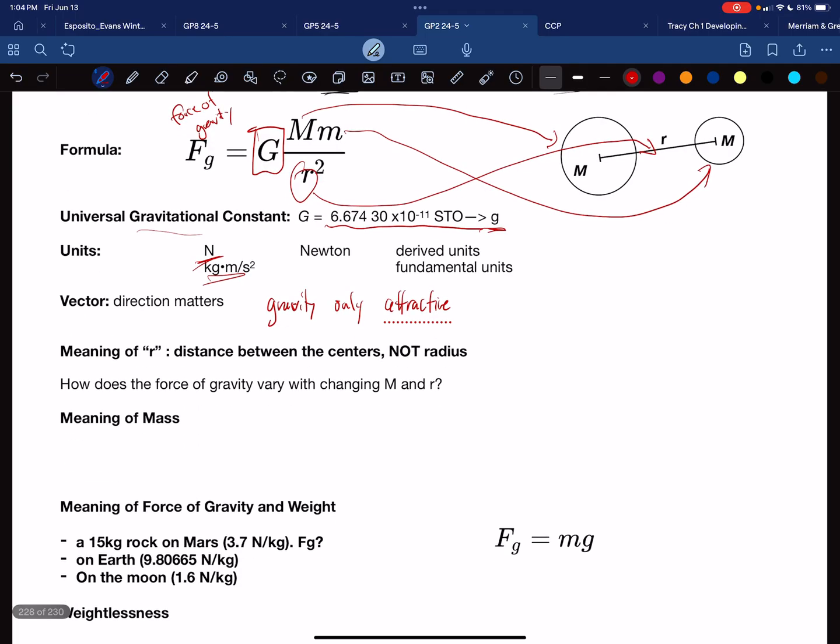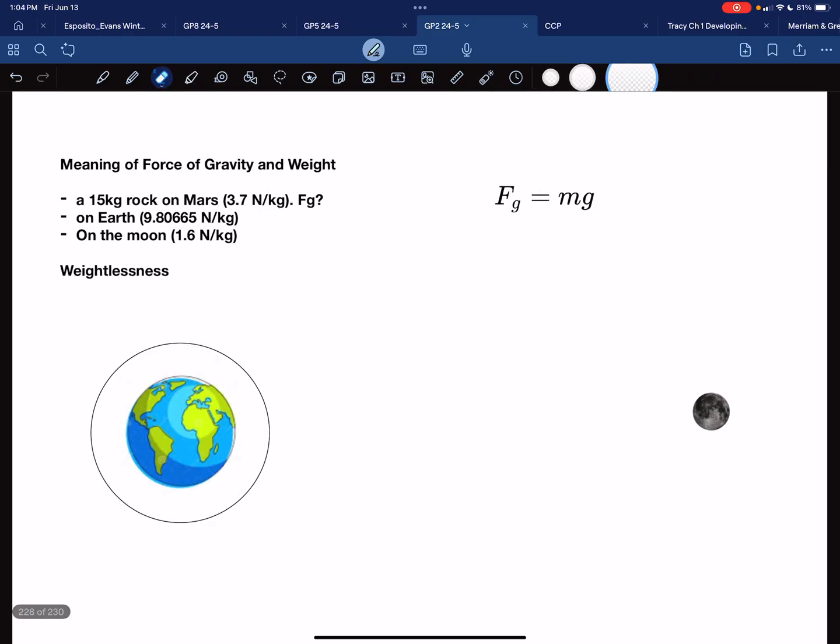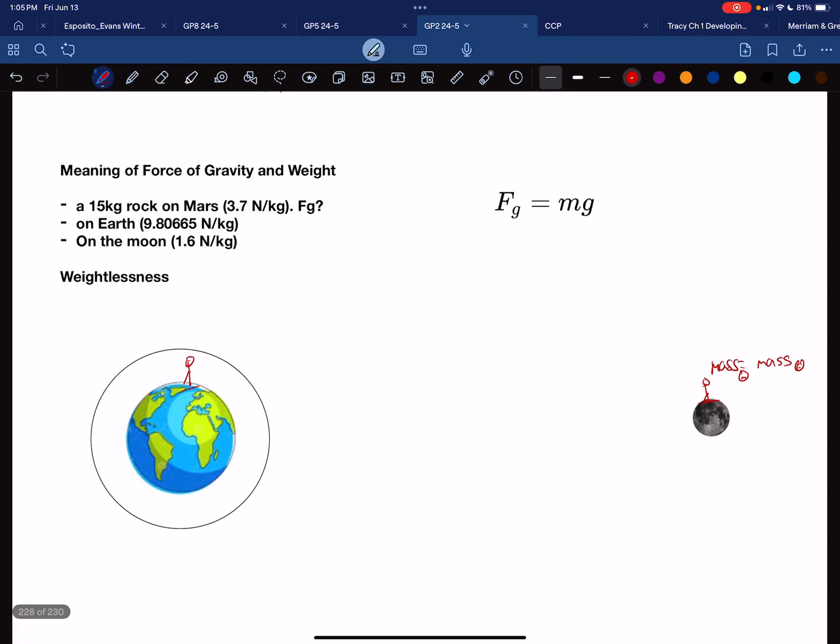So we want to talk a little bit about the meaning of mass. Mass is the amount of matter in a body. So for example, if you were a person standing on the earth and you counted up the number of atoms you had, and then you went to the moon, the mass would be equal. Not the mass of the earth, but your mass on the moon and your mass on the earth are equal to each other. But there is something that changes, and that thing that changes is the force of gravity.